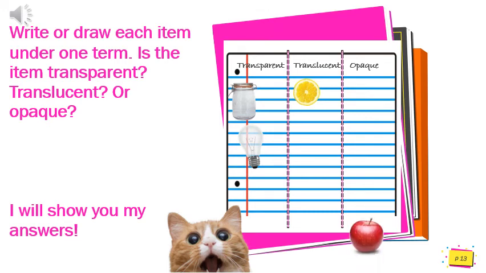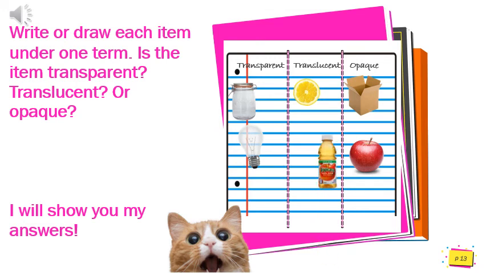This apple, no light through it. It's opaque. This box, it's opaque too. And this apple juice, I can see my hand through it a little bit. It's translucent. What about these glasses? They're clear, so they're transparent. And last, this book. I can't see through it, so it's opaque.